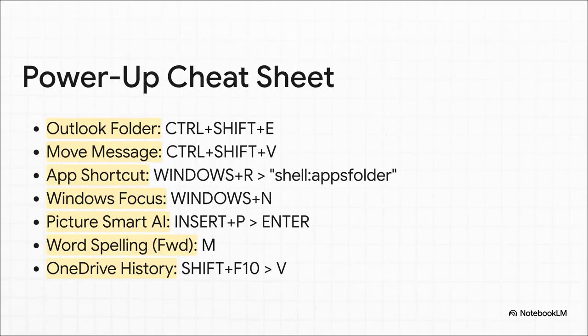Creating an Outlook folder, Control-Shift-E. Moving a message, Control-Shift-V. The magic command for a new shortcut, Shell Apps Folder. Kicking off a focus session, Windows-N. Getting a description with Picture Smart AI, Insert P. And zipping through spelling errors in Word with the M key. Each one of these is a shortcut to getting things done faster and smarter.